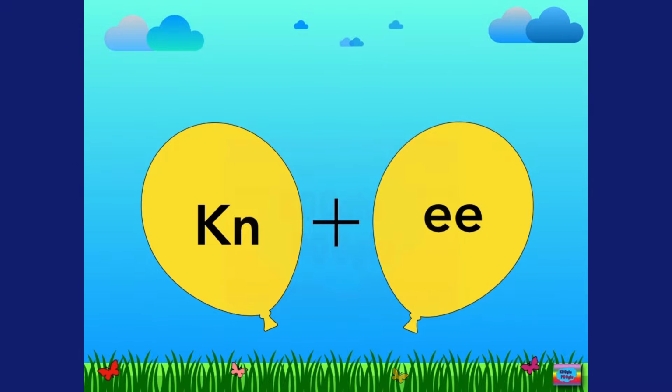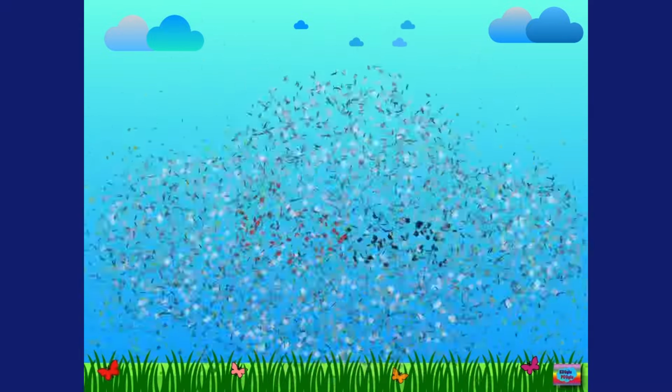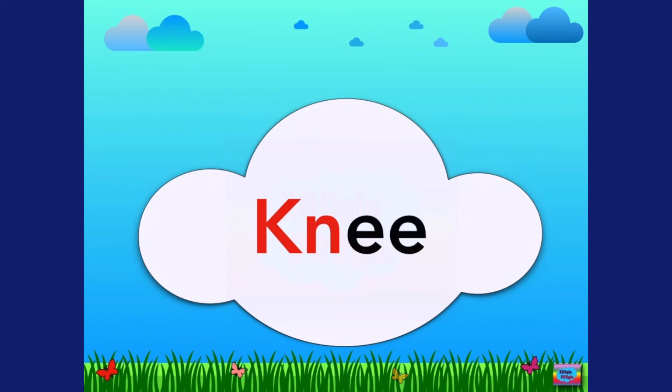N and e. Head, shoulders, knees and toes. Knees and toes. Head, shoulders, knees and toes. I think we all know what a knee is. Knee is right above your shin. So, yeah, knee.